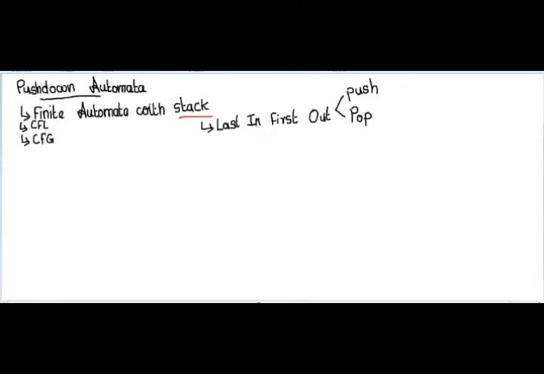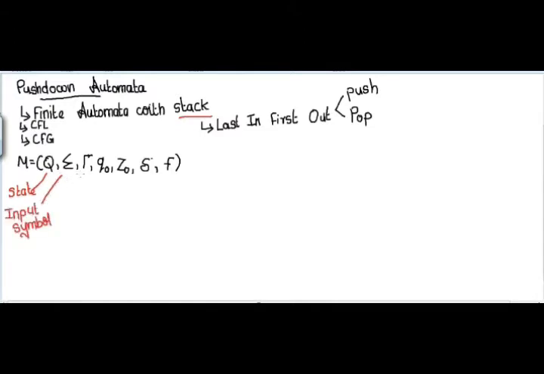I'm going to explain the 7 tuples of pushdown automata. These are the 7 tuples of pushdown automata. Q, that is a finite non-empty set of states. Sigma, a finite non-empty set of input symbols. And this is a finite non-empty set of pushdown symbols. Q naught is the initial state. Z naught is the initial pushdown symbol on the pushdown store.